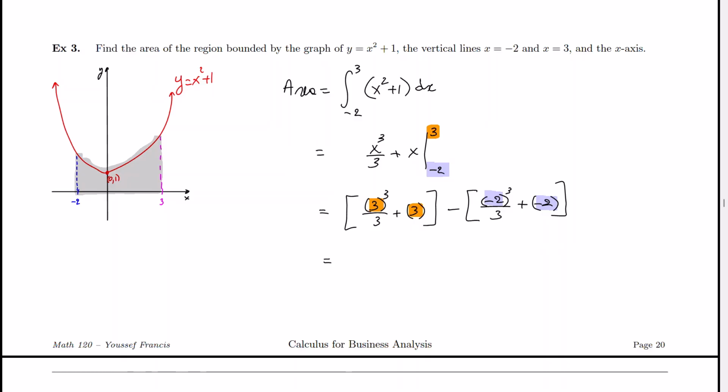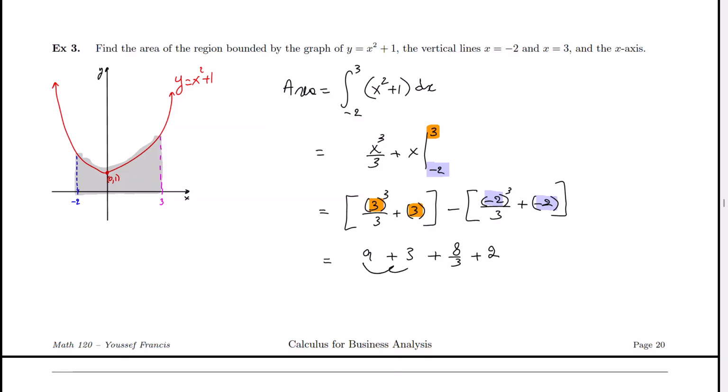So 3 cubed is 27, and 27 divided by 3 is going to be 9. So far I have 9 plus 3 from the start. Then I have negative 2 cubed, which is negative 8, divided by 3. But there's a negative in front of the whole thing, so it's going to be 8 over 3. And finally, there's the minus plus negative 2. So plus negative 2 is going to be negative 2 total, and then an extra minus in front is going to convert it back into a positive value. So I get positive 2 there.